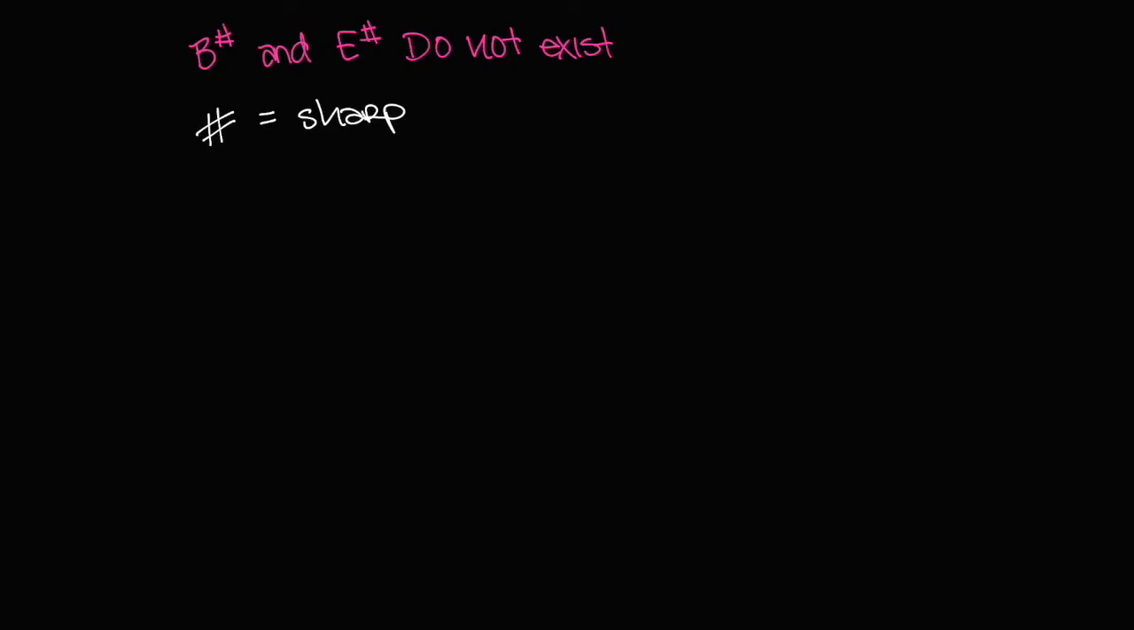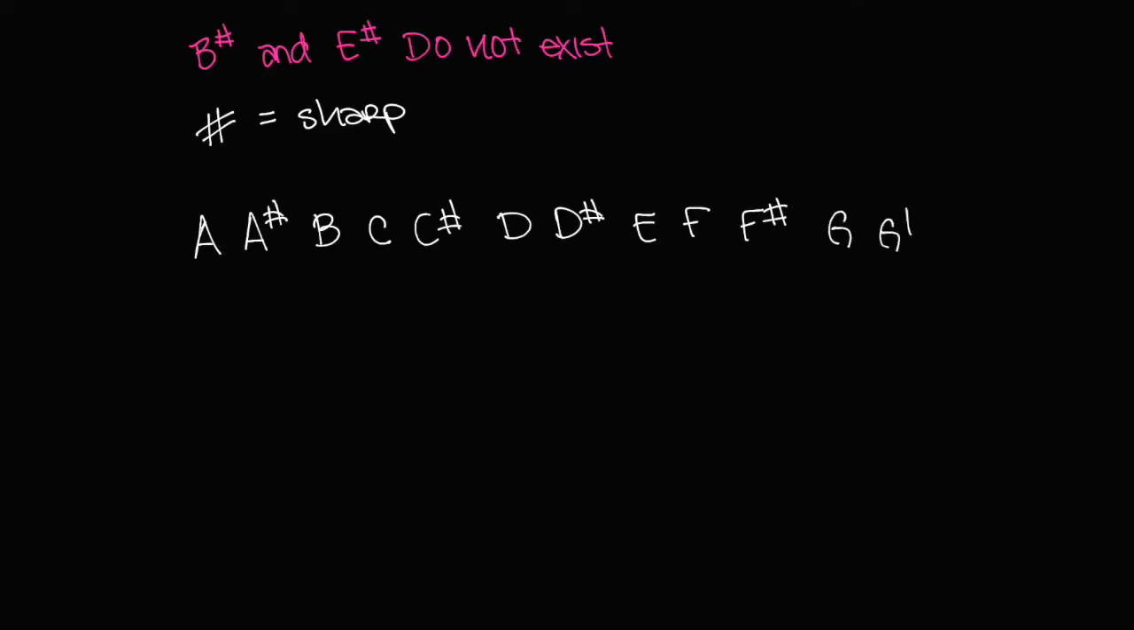And so we're going to rewrite the chromatic scale here just so we have a little bit of room. A sharp, B, C, C sharp, D, D sharp, E, F, F sharp, G, G sharp, and then finally back to A. Okay, now if we look at this particular distance, let's do this in green, from A to A sharp, we are going to call that distance a half step.